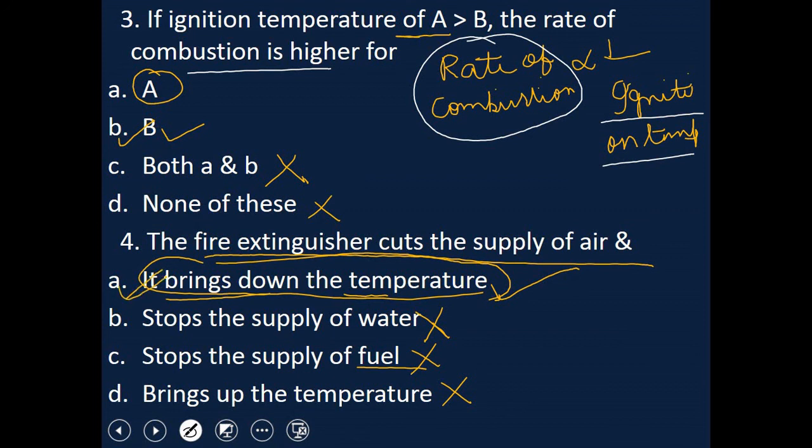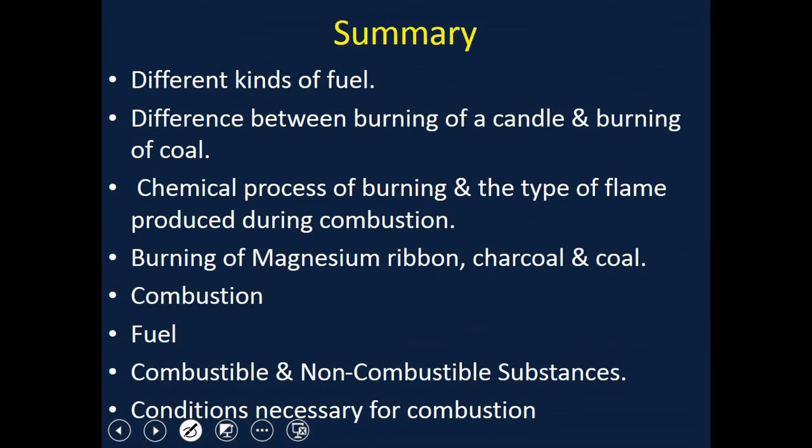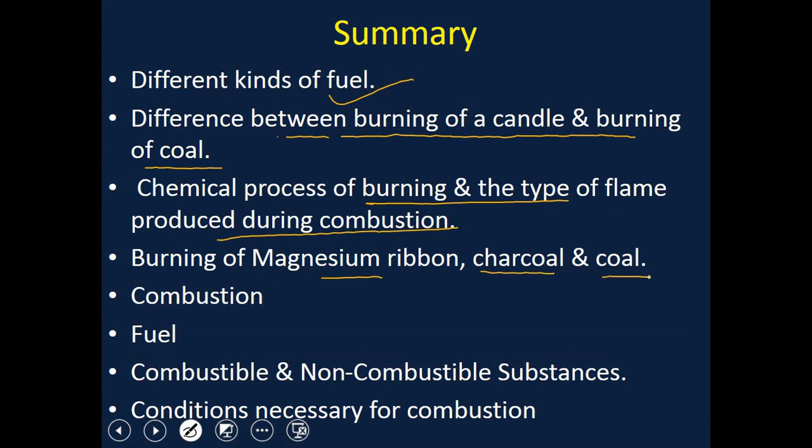So children, whatever we have discussed here, I hope each and every point is clear to you. We have studied today different kinds of fuels. After that, difference between burning of a candle and burning of a coal. After that, chemical process of burning and the type of flames produced during combustion. Then burning of magnesium ribbon, charcoal and coal. After that, we have studied combustion, what is fuel, then combustible and non-combustible substances, and finally the conditions necessary for combustion with the help of various activities also.